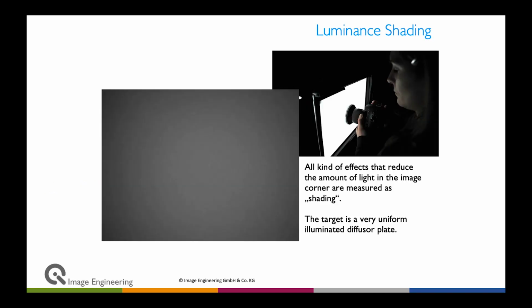So we differentiate different categories of shading. One is luminance shading, also very often called relative illumination or vignetting. This describes basically the falloff from the center to the corner, so that you have darker corners than you have in the center. An issue that is very common, for example, in mobile phones, where you have very tiny lenses that need to be designed to fit in our small mobile phones. So there you have a lot of this luminance shading.